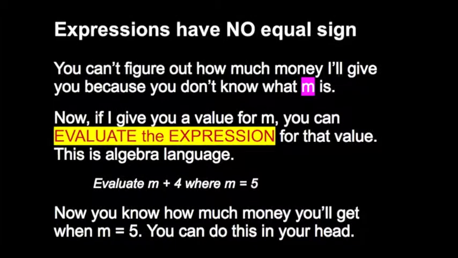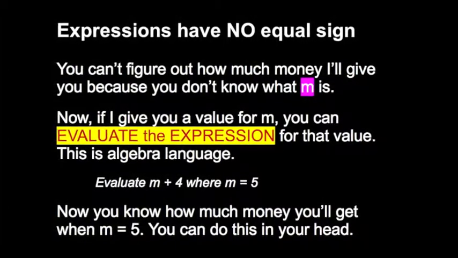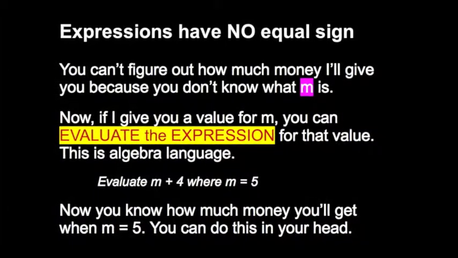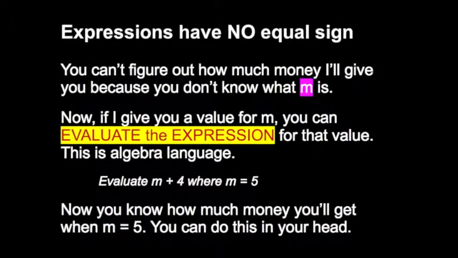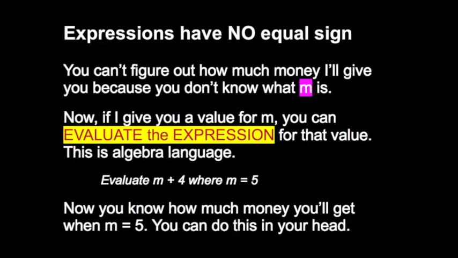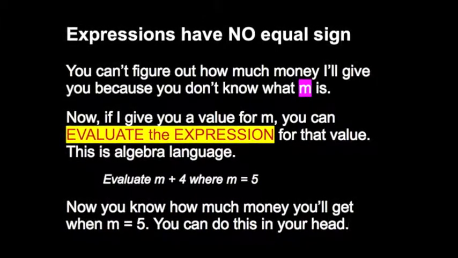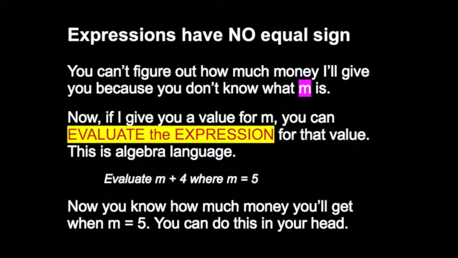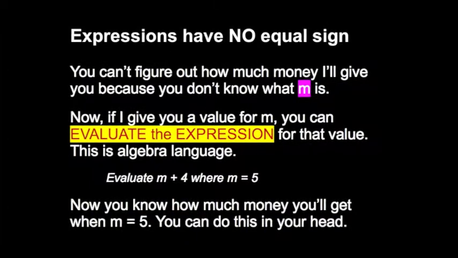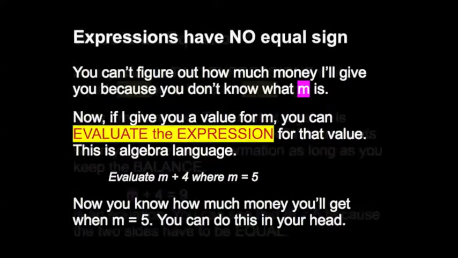Expressions have no equal sign. You can't figure out how much money I'll give you because you don't know what M is. Now, if I give you a value for M, you can evaluate the expression for that value. This is algebra language. Evaluate M plus 4 where M is 5. Now you know how much money you'll get when M equals 5. You can do this one in your head. So if M is 5, M plus 4 is 9. That's what you're figuring out.